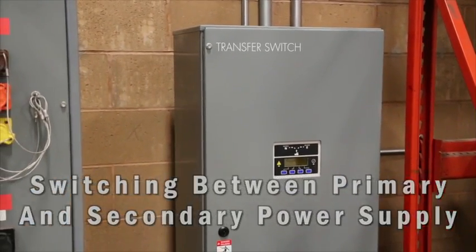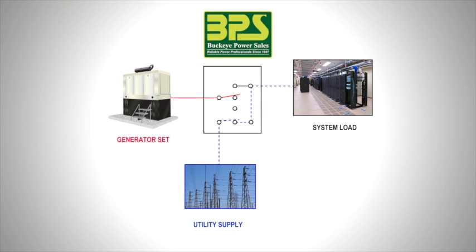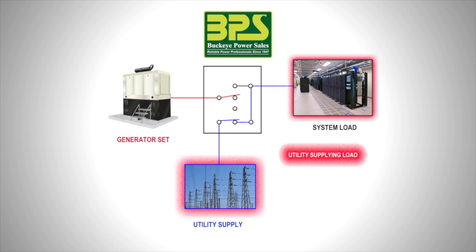Typically, an automatic transfer switch, most frequently called an ATS, is used to transfer the load between the primary power source and the standby generator set. As this animation shows, utility power normally flows through the ATS contactor that connects the utility to the load.